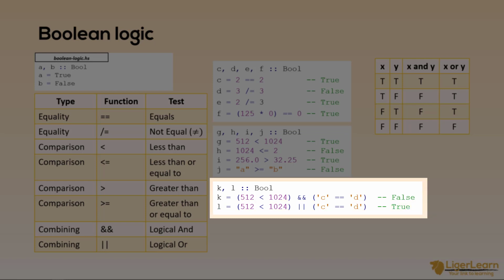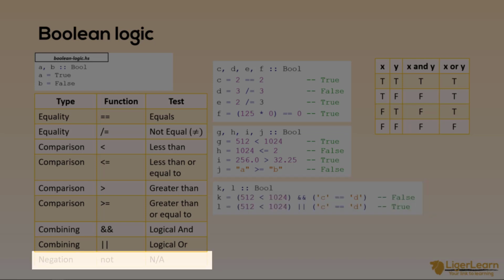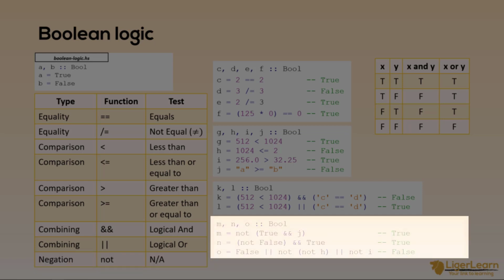The last type of Boolean function I want to cover is negation. This one is simple. Put in front of a Boolean, this will just turn it into the opposite. So if placed in front of true, it will turn it to false, and if placed in front of false, it will turn it into true. Now here is some code to test your understanding. This code is intentionally harder than the others. Let's go through it together.